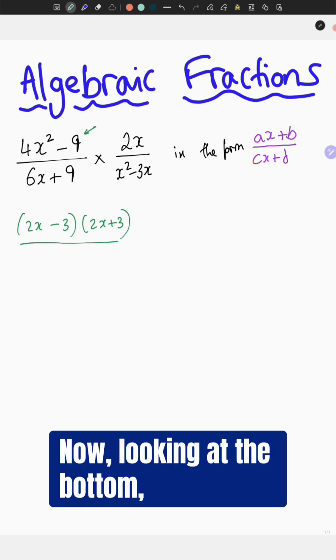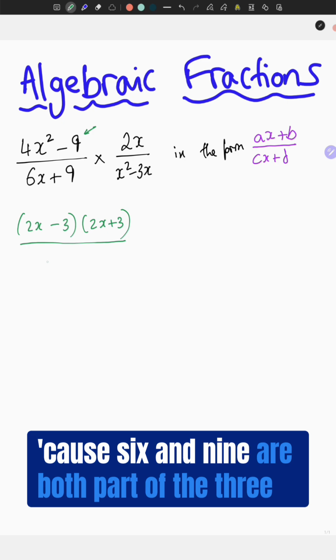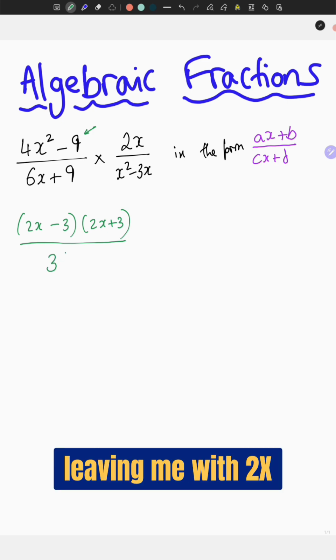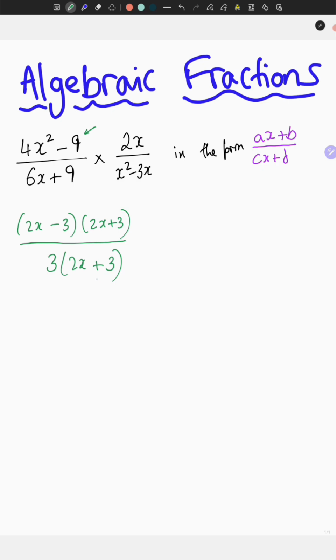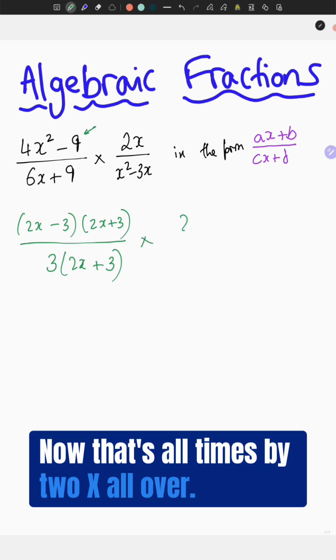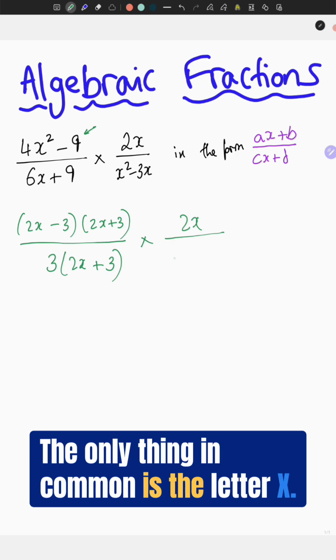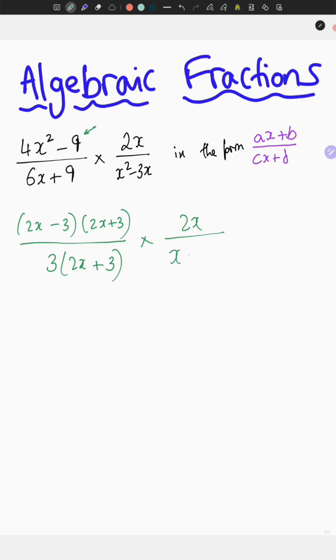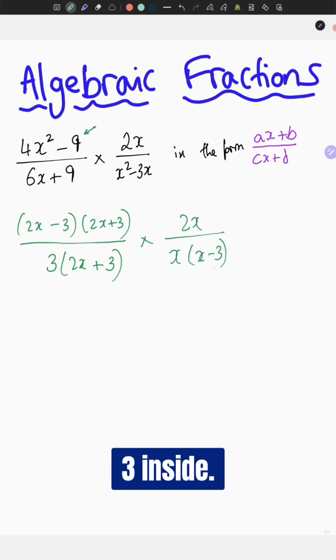Now, looking at the bottom, I can take a common number of 3 outside, because 6 and 9 are both part of the 3 times table, leaving me with 2x plus another 3 inside. Now, that's all times by 2x all over. I'm looking at the x² − 3x. The only thing common is the letter x. So I'll take an x outside, leaving me with x − 3 inside.